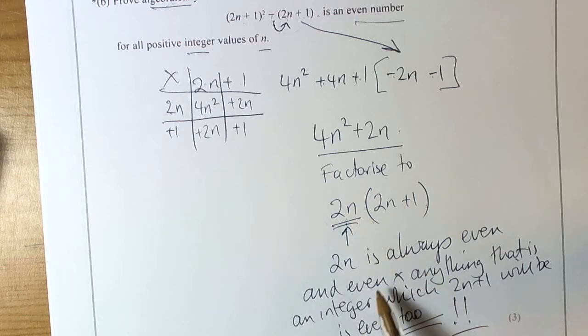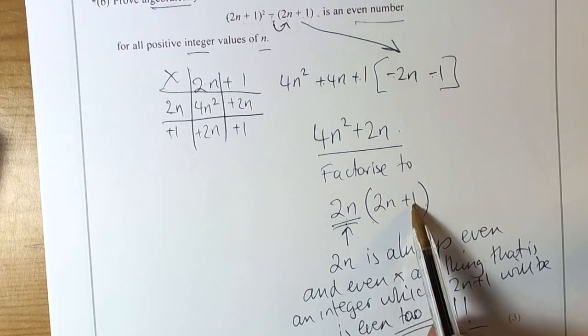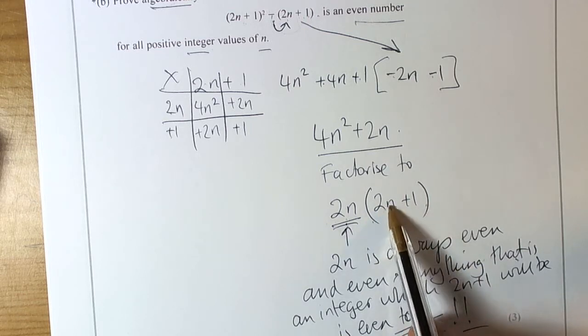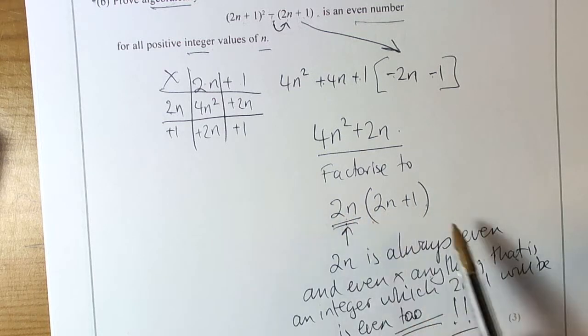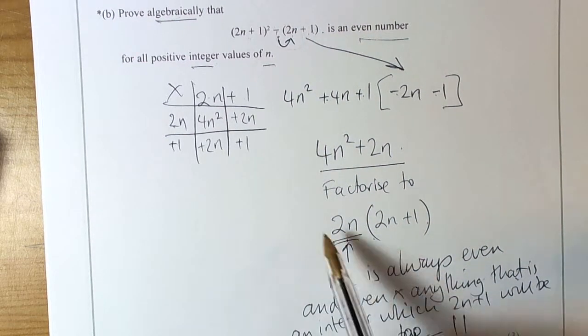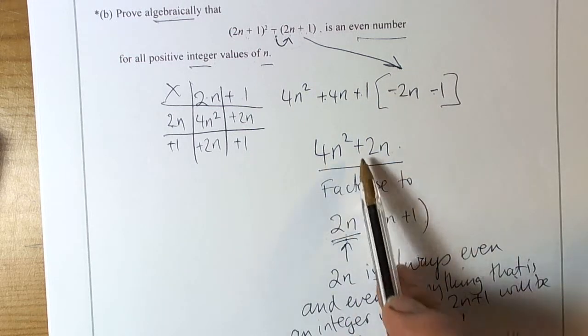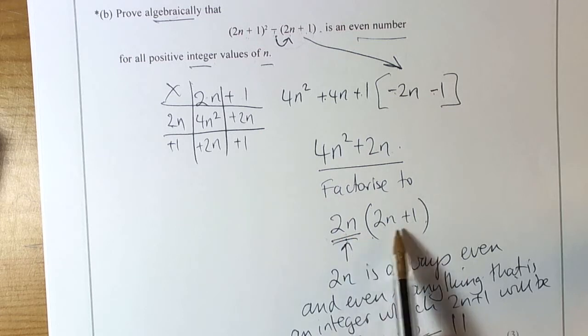and 2n is always an even number because it's a multiple of 2, so 2n is always even, and even times anything that is an integer, which this will produce an integer, because if n is say 1,000,000, this is 2,000,001. If n is 50, this is 101, and so forth. If it's a negative number, we're still going to multiply by 2n, which is an even number, so we'll just produce a negative even number. So that's what this question was wanting you to do. Prove algebraically, multiply the brackets out, end up with that, factorise it to this. The front bit is an even number, and even times anything is always even.